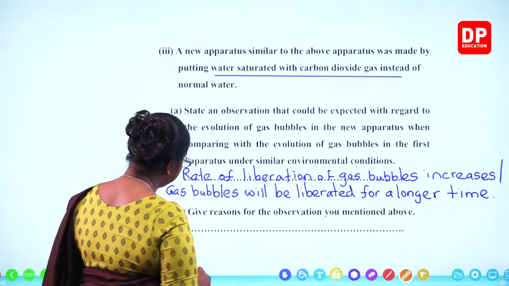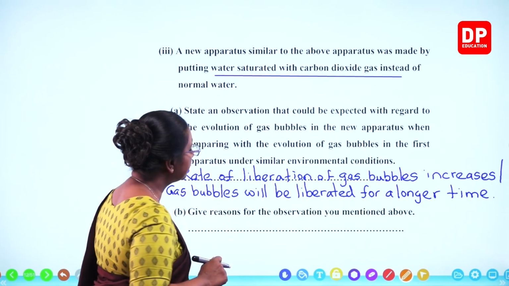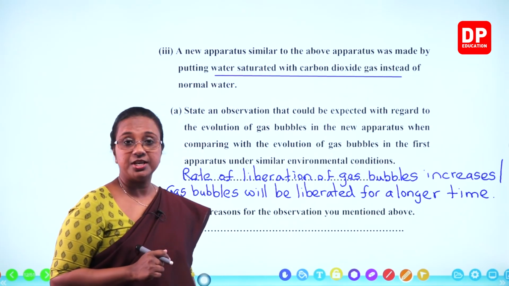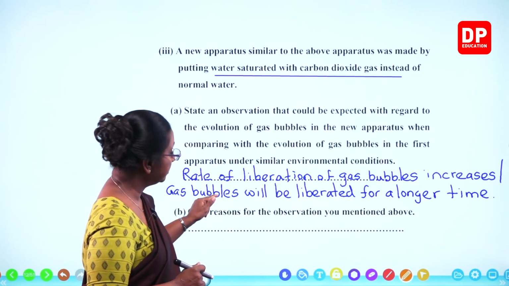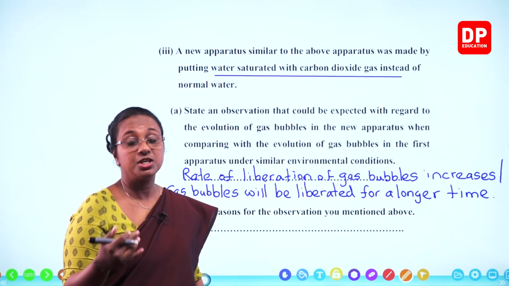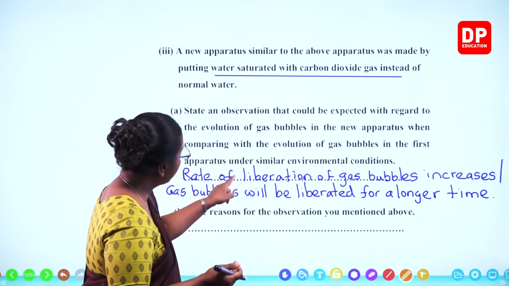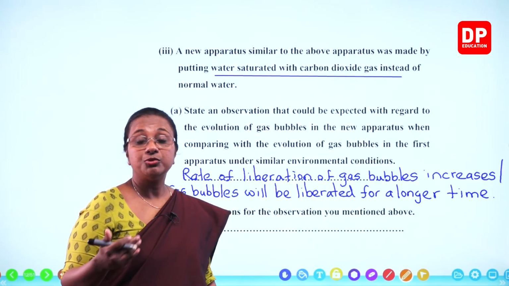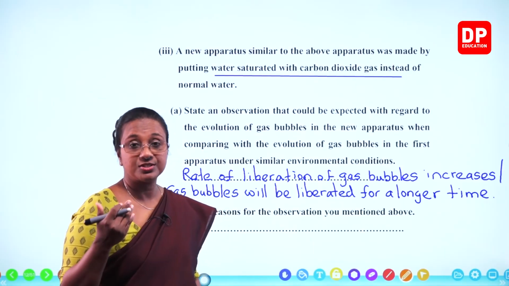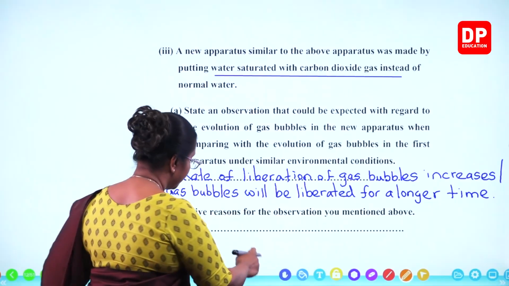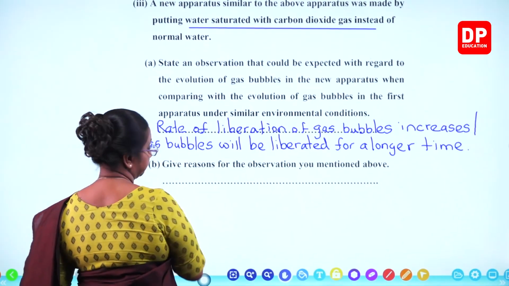Then, the B part: give reasons for the observation you mentioned above. So you have mentioned these two observations, or you will be mentioning one of the two observations, but both of them are related to the amount of carbon dioxide dissolved in water. So that is what you have to write here.